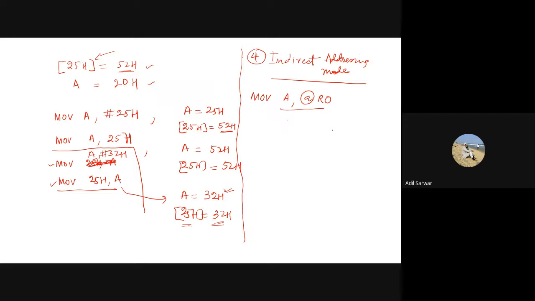So what does it mean now? Whatever is there in R0, say R0 was containing 25H. So if R0 was containing 25H, this instruction means that the address pointed by R0, which is 25H, the content of that would be copied to A. If 25H is the memory address and it was carrying say 52H, then after this instruction, A would be having the value 52H.